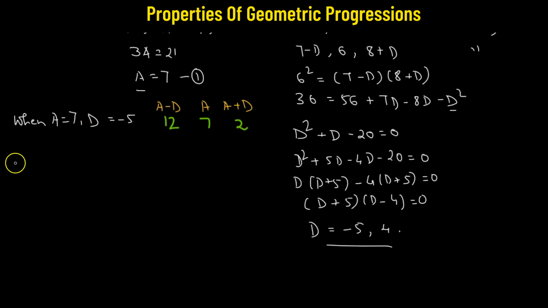Then in the next case, when A is 7 and D is 4, we have 7 minus 4, that's 3. Then the middle term is 7, then we have 7 plus 4, which is 11. So we have the three numbers. In one case, when A is 7 and D is negative 5, the three numbers are 12, 7 and 2. And in the other case, when A is 7 and D is 4, the numbers will be 3, 7 and 11.